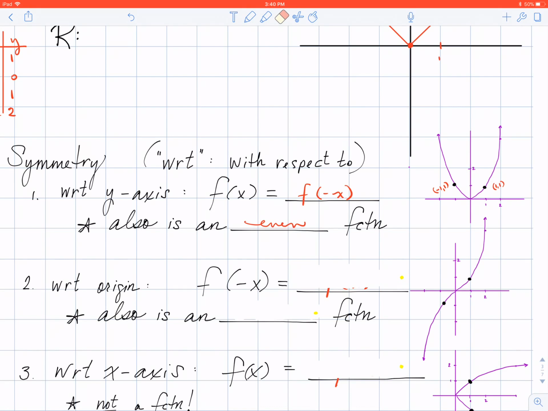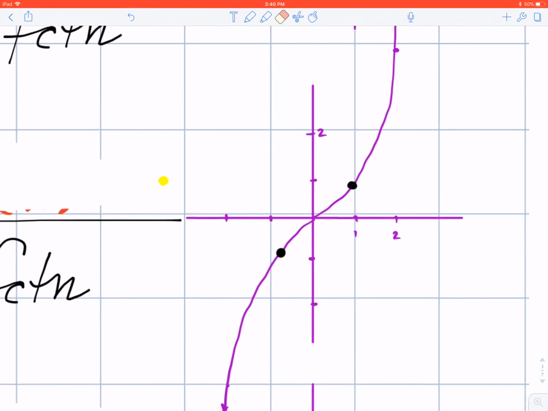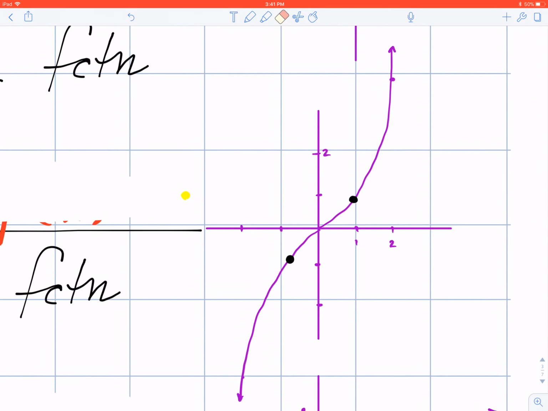Next, we have symmetry with respect to the origin. And again, you'll notice here that I've got my parent. This looks like the cubing parent. And if I look over here, the 2 coordinates that I want to pay attention to are this one here in the first quadrant, the coordinate 1, 1.